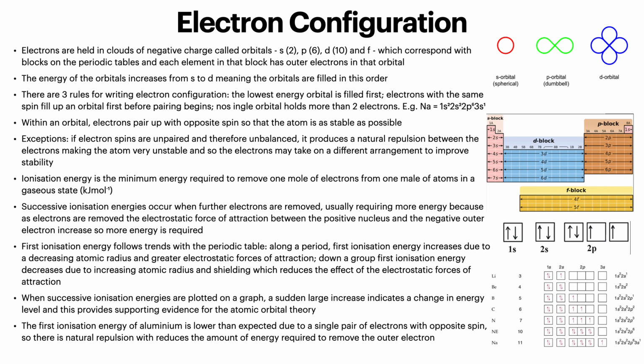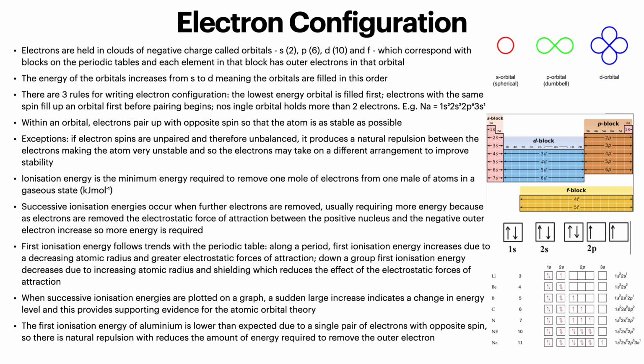So here's an example of how you'd write it for sodium. 1s2, so that's saying that the first s orbital is holding 2 electrons, then the 2s orbital is holding 2 electrons, and then the level 2 p orbital is holding 6, and then the final 3s is holding 1 electron. Within an orbital, electrons pair up with opposite spins so that the atom is as stable as possible. There are exceptions: if electron spins are unpaired and therefore unbalanced, it produces a natural repulsion between the electrons, making the atom very unstable, and so the electrons may take on a different arrangement to improve stability.